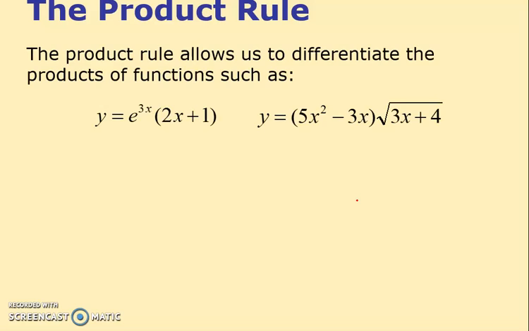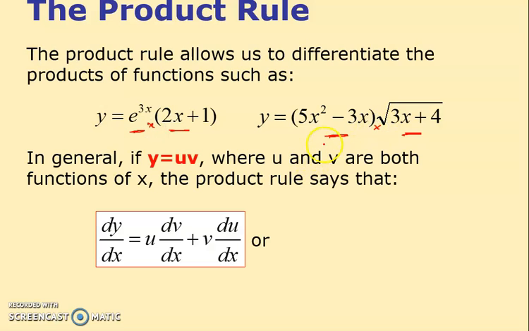So what does it look like? If we've got two functions, there's one, there's another. There's one, there's another. So it depends on the function itself, but you'll notice in each case this is times by this is times by this. And so in those cases we think of one of them as u and one as v. It doesn't matter which way round you call them in actual fact, u and v.